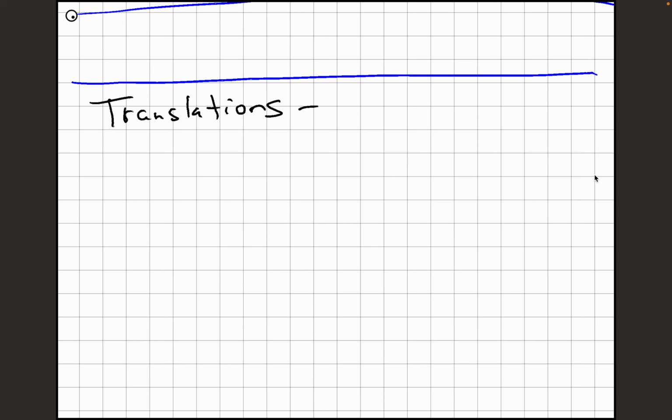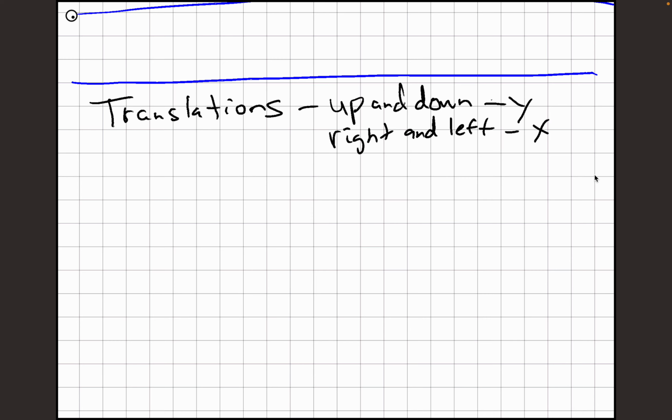So with translations, they are moving up and down, and what axis is that? The y-axis, okay? And then it moves right and left, and what axis is that? Okay? And that's all that's happening with those translations. You just need to know it moves up and down, or if it moves right and left, and that whole figure moves, okay? Reflections. That's what we learned next.